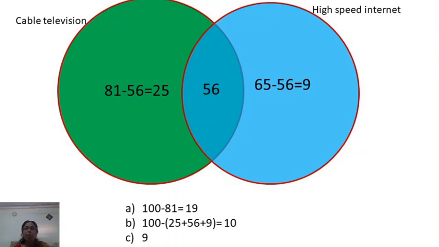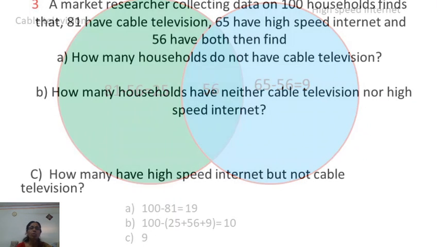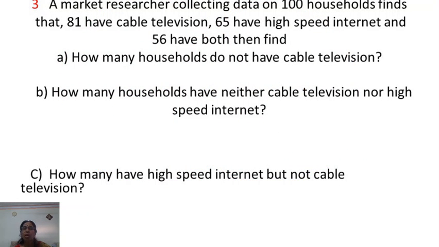So 10 households have neither, because all this green part shows having cable television, this dark blue part shows having both high speed and cable television, and this light blue part shows only high speed internet. But we have to find those having no connection. What is our B part? How many households have neither cable television nor high speed internet?